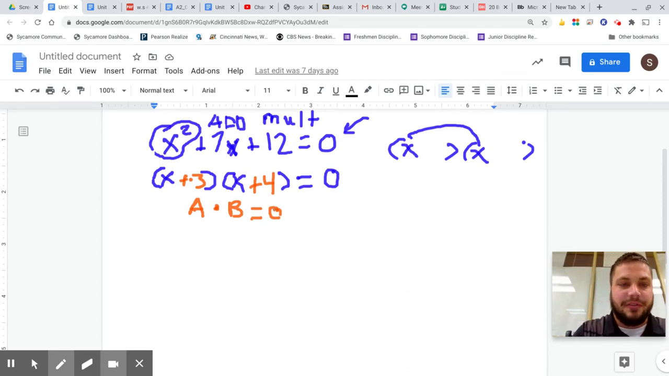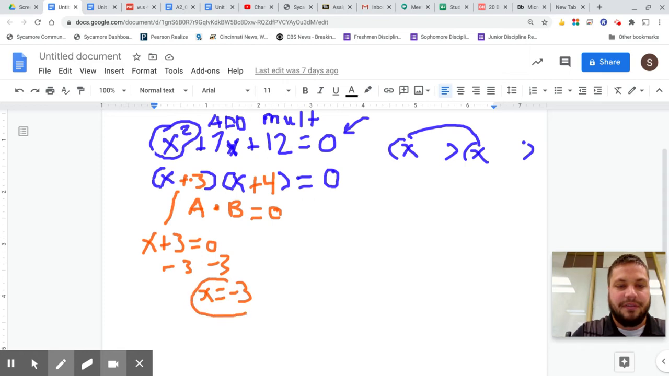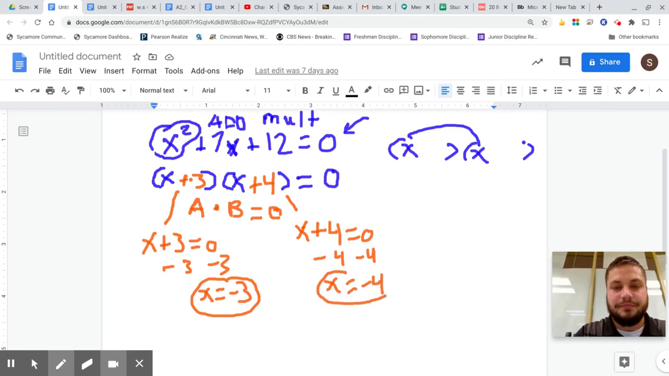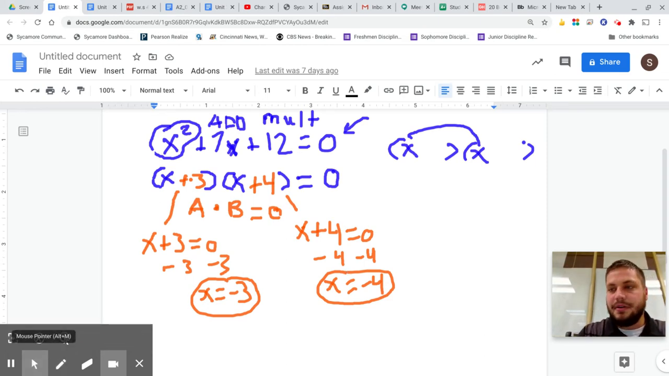So now to solve, what we want to use is what's called the zero product property. We take the first parenthesis and set it equal to 0 because when the first parenthesis equals 0, then that factored problem will equal 0. So I subtract 3 here, and I get that x equals negative 3. That's my first answer. Then I set my second parenthesis equal to 0 because when that equals 0, the quadratic will also equal 0. I subtract 4, and I get that x equals negative 4. Those are my two answers there. All right, let's do some more of these.